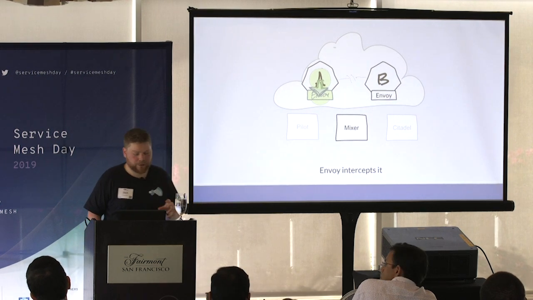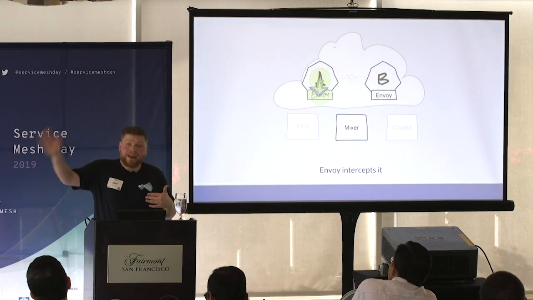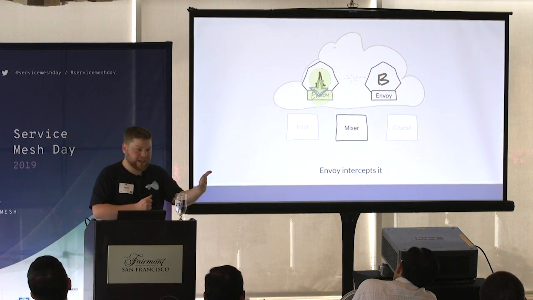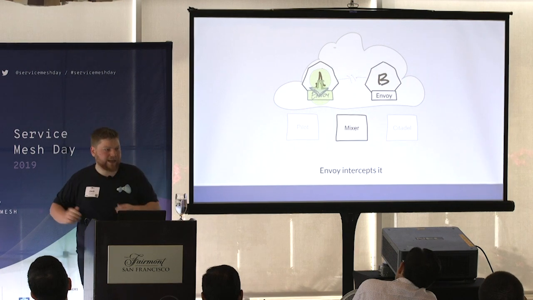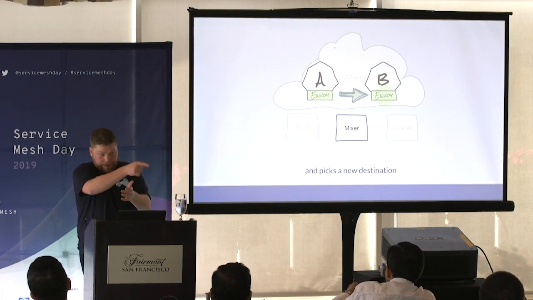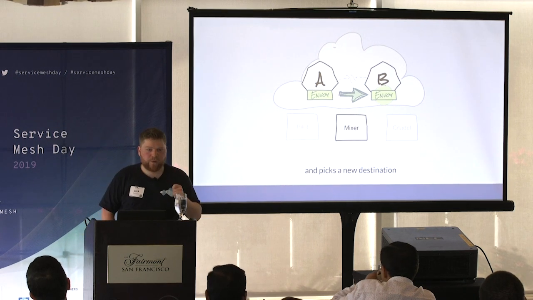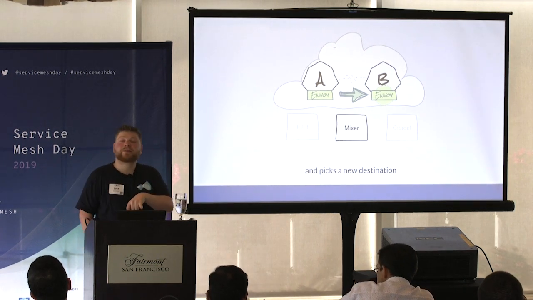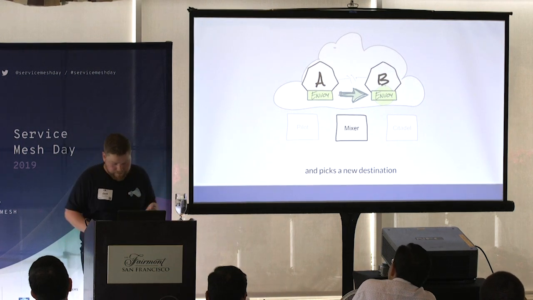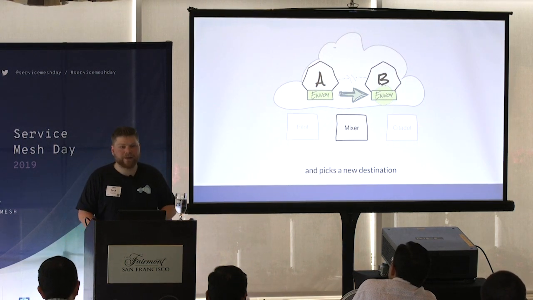So there's a variety of ways we can do this. And we'll make a load balancing decision. So we'll say, oh, I see that you're going to B. I will make a decision about which B to send it to. And we eventually pick one, and Envoy forwards the request. We don't necessarily know that there's an Envoy on the other side or not, right? The client is oblivious. But we forward that request.